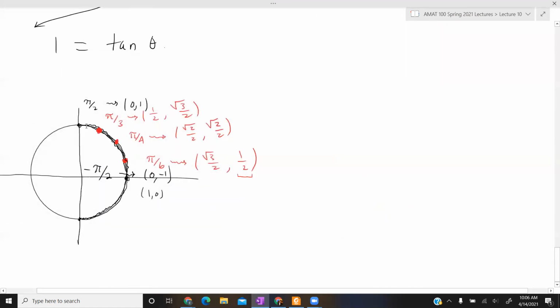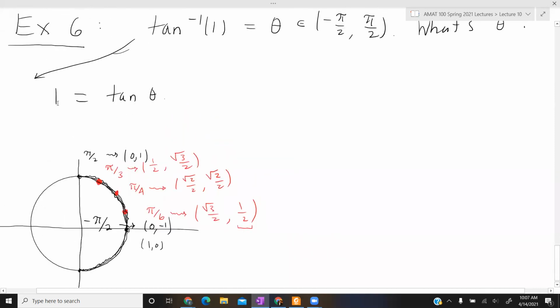We're looking between negative pi over 2, I don't know why I put the pi over 2 there. Anyways, we're looking at a value of theta between negative pi over 2 and pi over 2, not excluding those 2 points. So those correspond to points on this part of the circle right here.